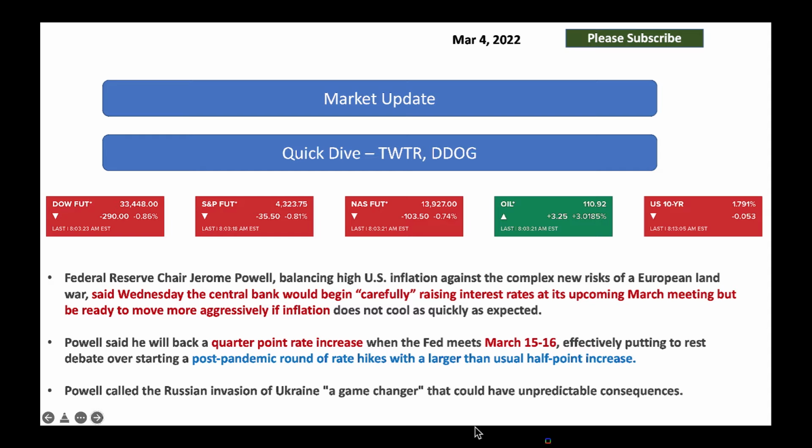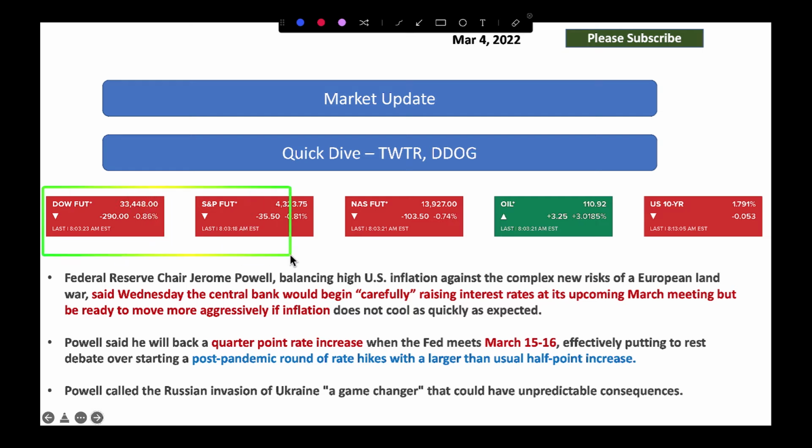Look, from a futures market perspective, we got futures pointing downwards today. Dow Jones Industrial Average is down 290 points in the futures market. S&P 500 also down. Nasdaq futures down. Oil seems to be trending higher because of uncertainty, and US Treasuries also down, as you can see here. So with that, the Fed has done pretty okay here.